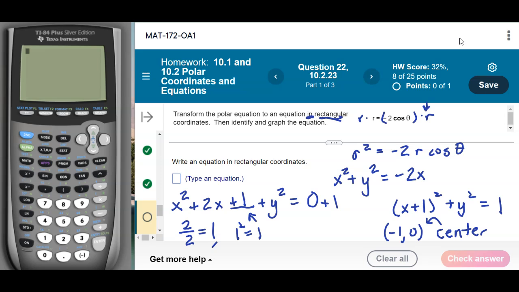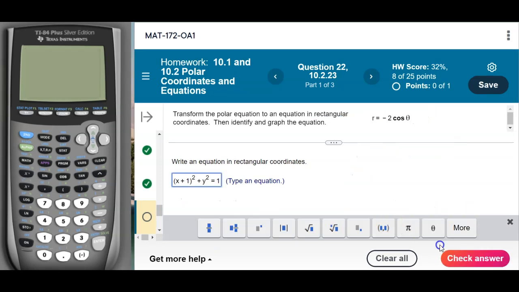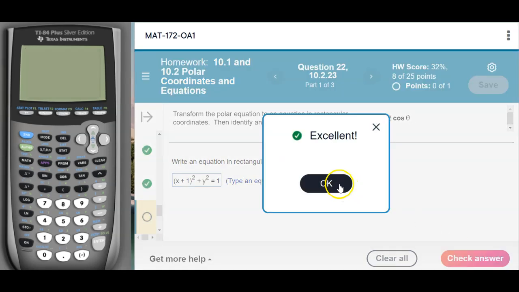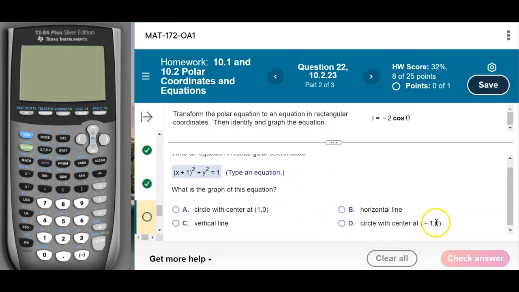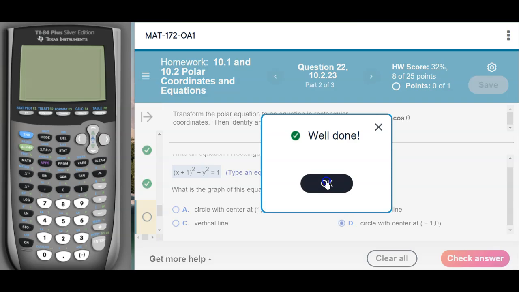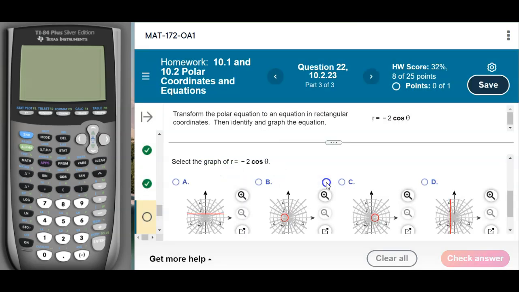So there's our equation, and our center is negative 1, 0. All right, so there is our rectangular equation, and then the next part is going to ask, what is this? And it's a circle with the center at negative 1, 0, not 1, 0. So everybody looks at that and they see a positive 1, so they want to grab that. But again, the center is what makes the squared pieces equal 0. So there is our correct choice. All right, and then the graph, you're just looking at the one that has a circle, so A and D are out. Centered at negative 1, 0, so C is out. That's at positive 1, 0. So B is our answer.